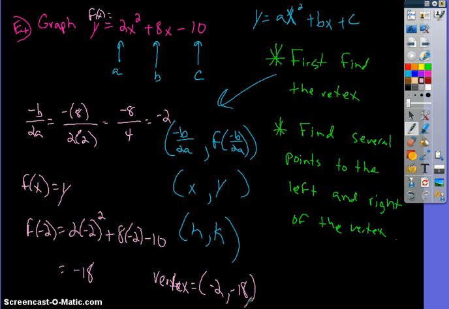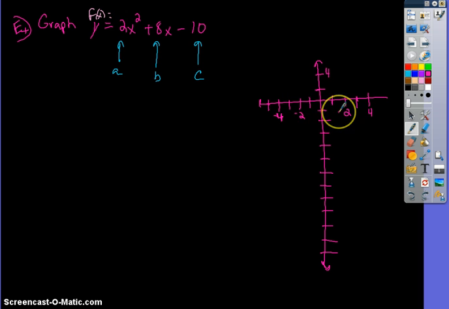So let's begin by plotting that, and then after, we're going to find several points to the left and right of that vertex. Let's do that now. Oh, and I will be erasing this, so if there's anything you need there, you may want to write it now. All right, so these are counted by 1s. I'm going to make sure to count these by 2s. This is negative 4. That'll be 2, 4, 6. This will be 8, 10, 12, and so forth, because the numbers get pretty big.